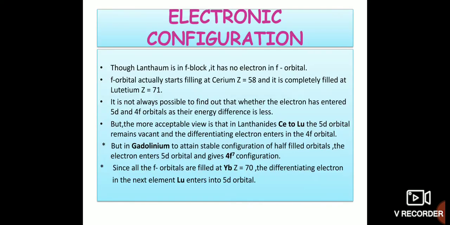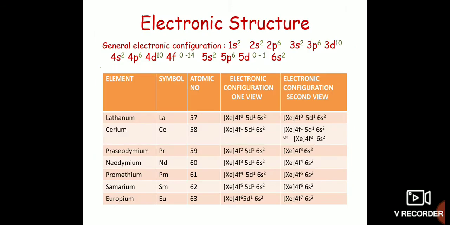Coming to the important property, that is electronic configuration. The electronic configuration of lanthanides is not known with certainty. The reason is that 5d and 4f electrons are very close in energy. There is a very minute difference between the energy levels of 5d and 4f orbitals. So it's not always possible to find out whether the electron is entering the 4f orbital or the 5d orbital. Because of this, we have two views for the electronic configuration of lanthanides. This can be studied here.